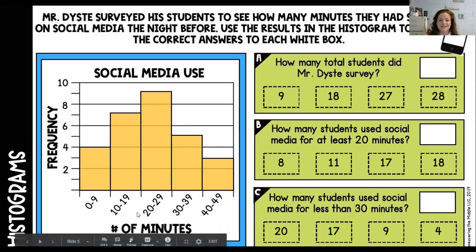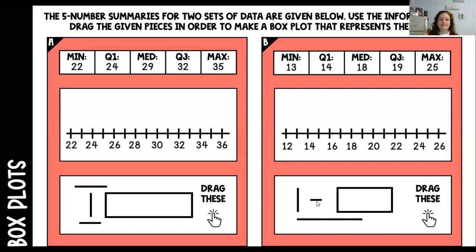All right, the next thing we are going into is talking about box and whisker plots. These are the most fun. I love box and whisker plots. Okay, so on this, we're looking at 5 number summaries for 2 sets of data given below. Use the information to drag the given pieces in order to make the box plot represent the data.